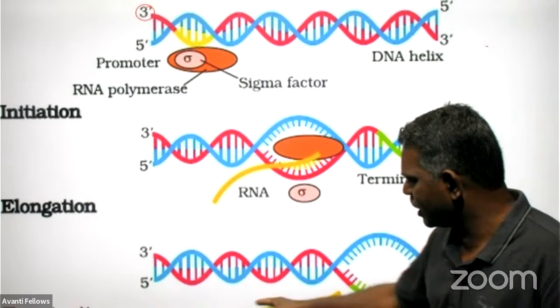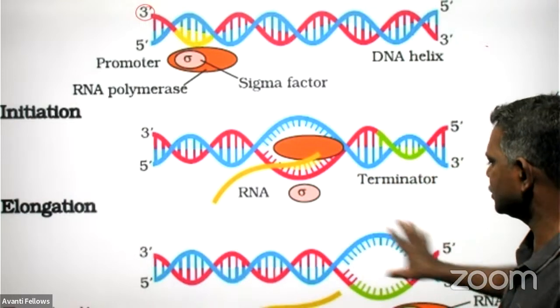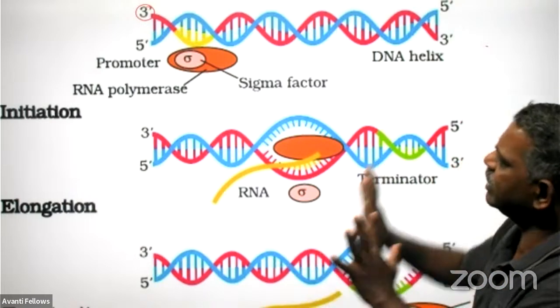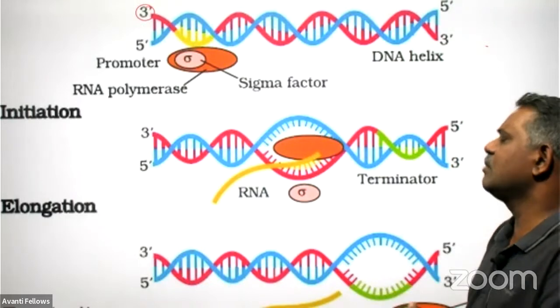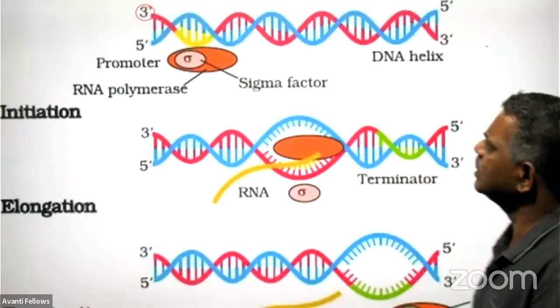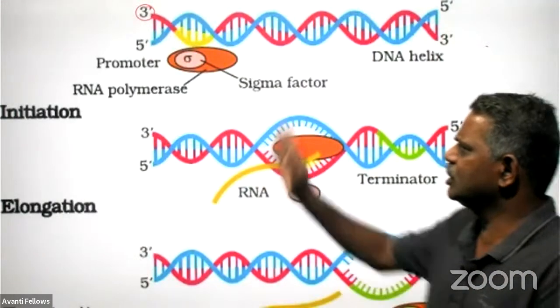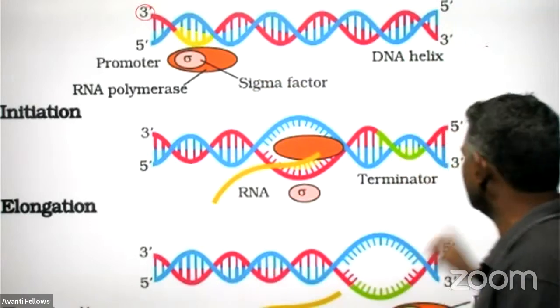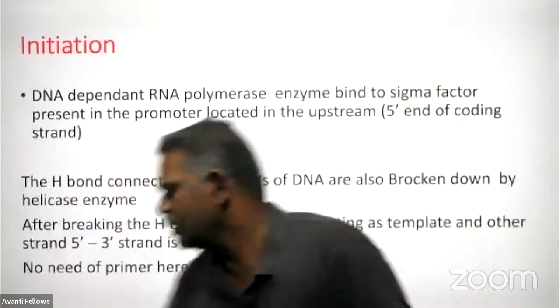So the RNA will come out, and the DNA regains its real structure and stores the information, and it will stay in the nucleus for producing the same kinds of proteins later. This is the process of transcription. Initiation is there, elongation is there, and termination is also there, right?